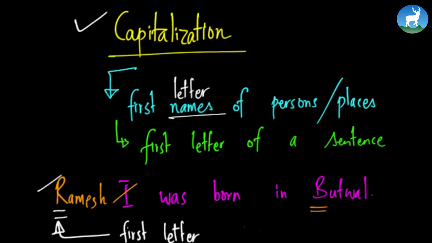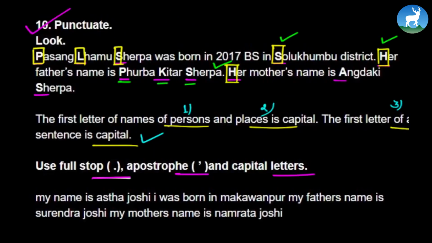Now let's go back and try punctuating a paragraph that's given in the book. All right, we're now here. So let's look at this one. My, the M should be capitalized since it is the beginning letter of a sentence. My name is Astha Joshi. Astha Joshi, so A should be capitalized and J should be capitalized. There should be a full stop here. I should be capitalized because it's the beginning letter of a new sentence. I was born in Makwanpur. Again, name of the place, so capital M, full stop here, new sentence.